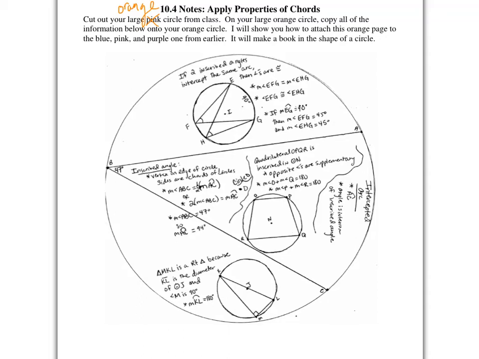In this set of notes in 10.4, we're going to go through angles inside of our circle, so it's not the property of chords, sorry about that. So it should be our angles and inscribed angles. One of the big ones that I want to make sure you guys copy down is this angle right here, the inscribed angle.